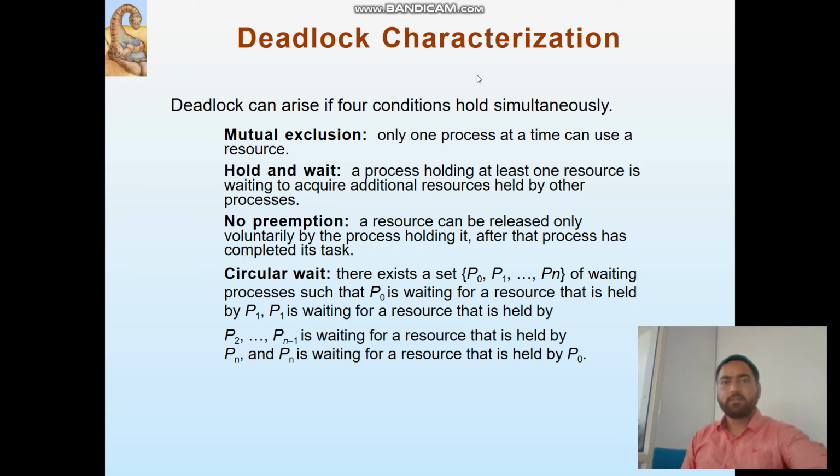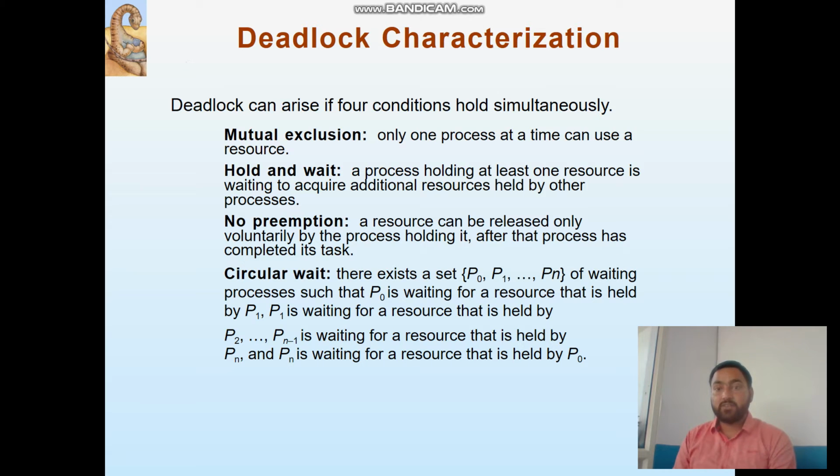Hello everyone. In the last video, we were discussing the characteristics of deadlock to occur. First, we discussed mutual exclusion, then hold and wait, then no preemption, and the last one is circular wait. So let's proceed with circular wait.